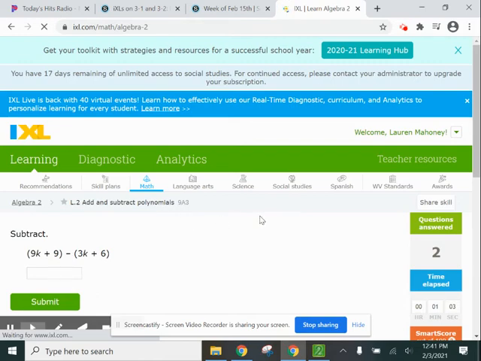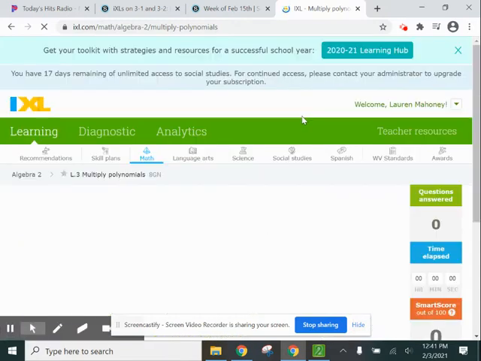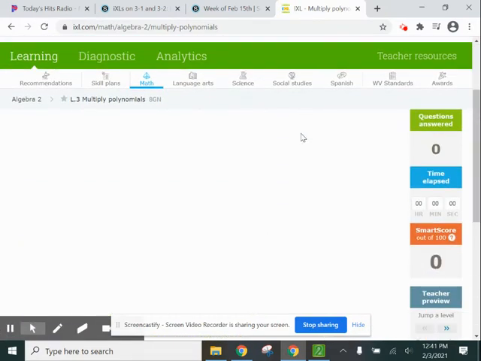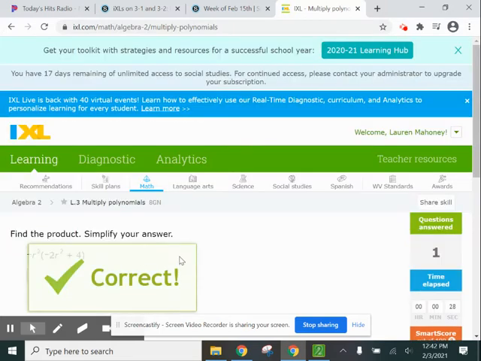Let's go back and take a look now at L3. This is multiplying polynomials. These are going to start off with shorter questions and then move to some longer ones. So this one is a monomial times a monomial. The big numbers you're going to multiply together. So you're going to multiply the negative 4 and the 8, and that gives you negative 32. For variables, whenever we multiply those together, we add exponents. So 4 and 2 makes a 6. So that's going to be z to the 6th power. So negative 32, z to the 6th power.